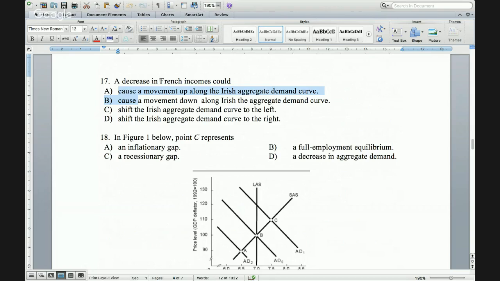So a decrease in French incomes causes a shift in aggregate demand curve. That's correct, but which one is it, left or right? Okay, let me think. How would French incomes cause an Irish aggregate demand curve to shift? I'm trying to create a story in my mind. And again, this is theoretical and may not happen in reality.